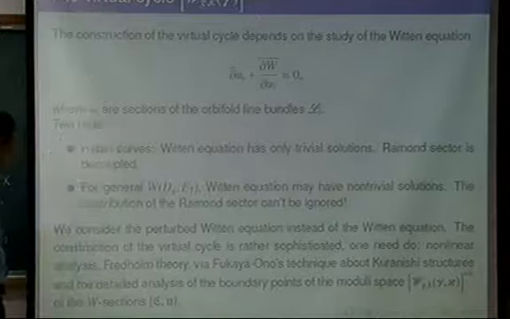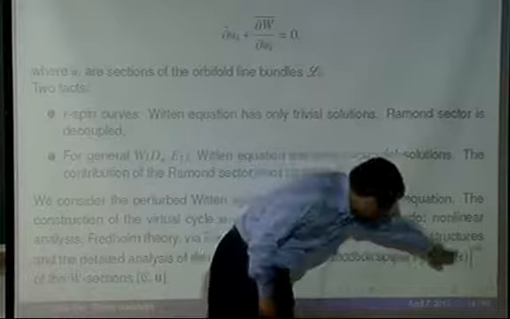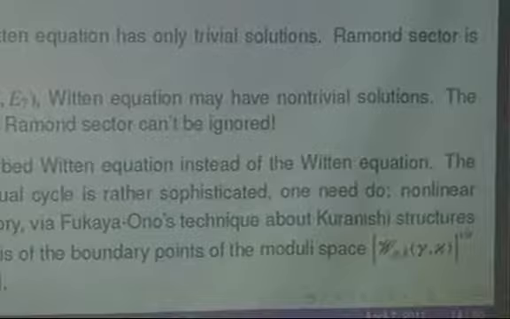And then the construction of the virtual cycle depends on the perturbation, depends on this. This actually represents some perturbation. So the technical part is very complicated. So it takes us a long, long time.